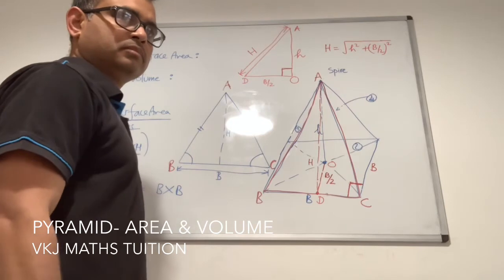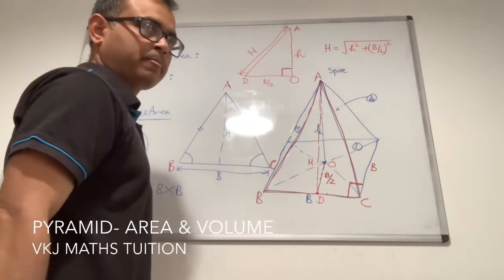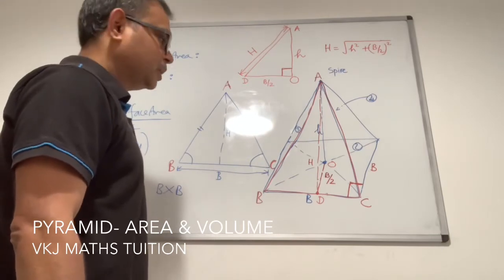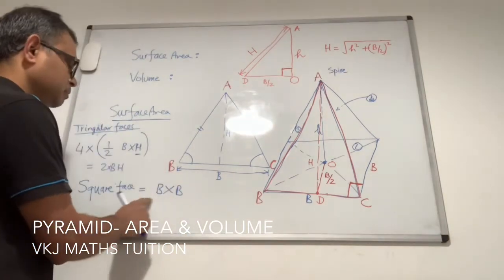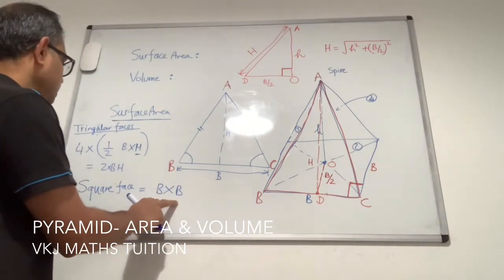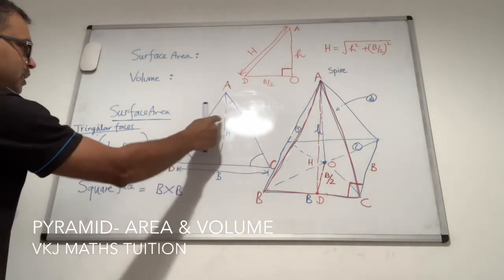And then you find the square, the square's surface area, the base. You do B times B. Yeah, that would be B times B. Base is square. That surface area would be B times B, and the triangle would be half of B into H, and the H is something different.